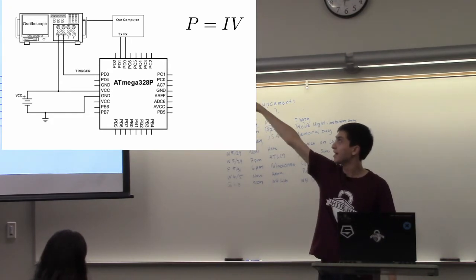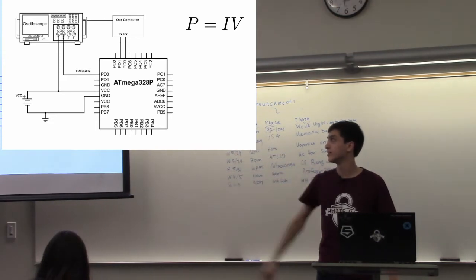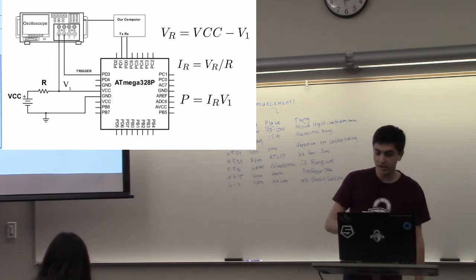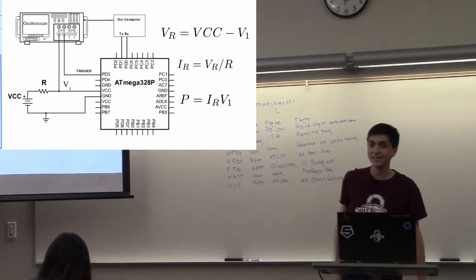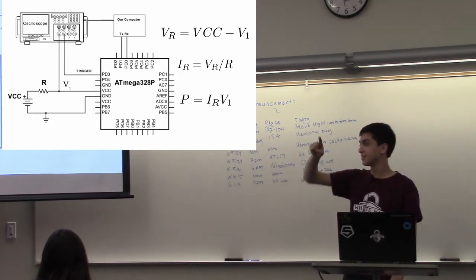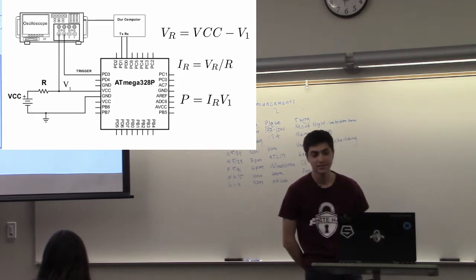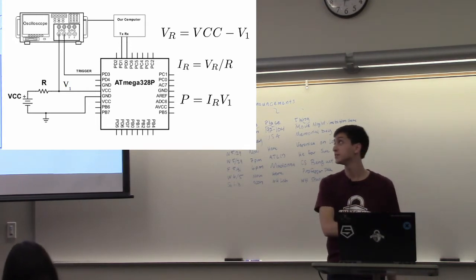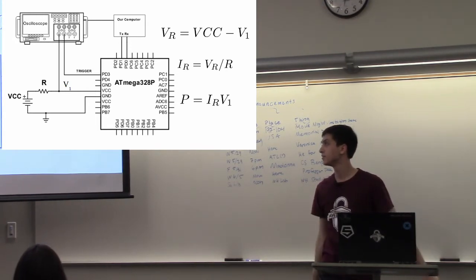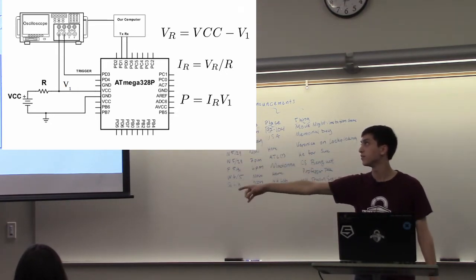Power equals I times V. Here we're just measuring voltage, so we need a way to get the current. And the way we do that is we add a resistor right there. The R, it's the squiggle. The equation in the top right is basically saying the voltage across the resistor is the voltage on one side minus the voltage on the other. If you look at the resistor, VCC is on one side, V1 is on the other.